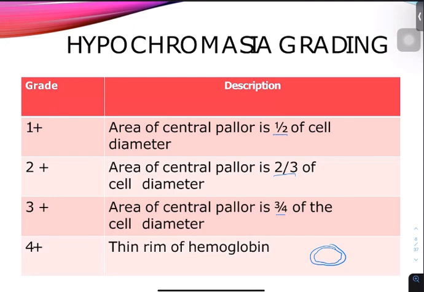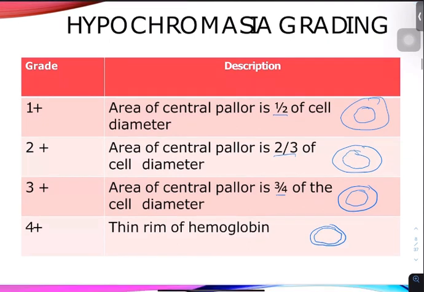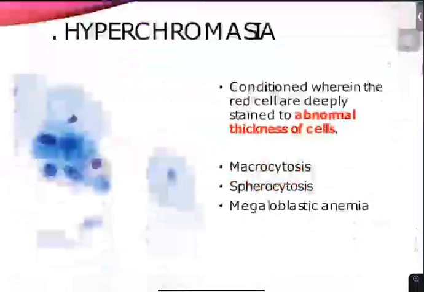Itong 3/4, medyo malaki pa yan. Itong 2/3, medyo pa ganyan na yan, pero medyo malaki pa rin. Siyempre, yung ano is 1/2. Ganyan. So, you can see that. You can describe that as your hypochromasia.